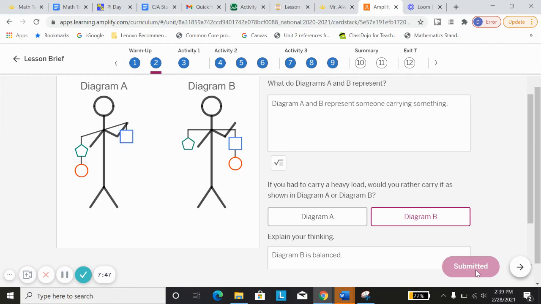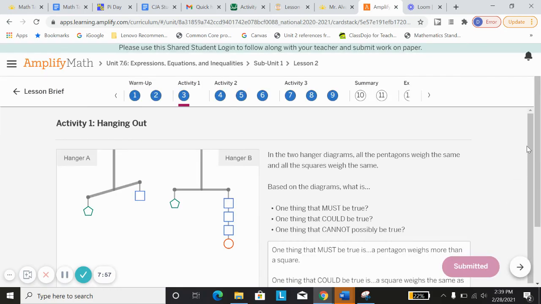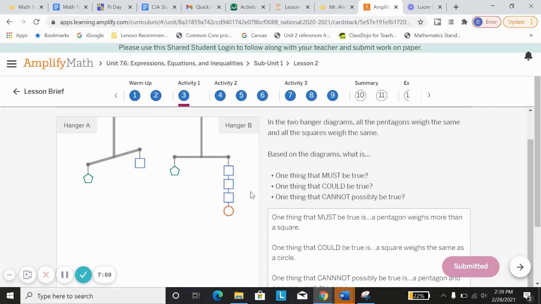Mine's already submitted. And then once you click submit, it's going to turn this color, and then this is going to turn up as blue. That's what you want. Then you're going to go to the next slide. And you're going to look at this. So here's a similar picture we saw last time. And it says, here's a hanger diagram, because it's kind of like a hanger.